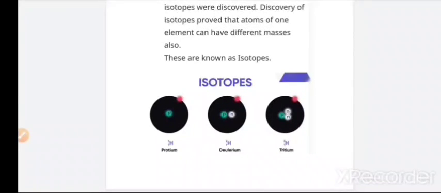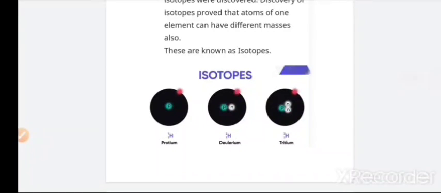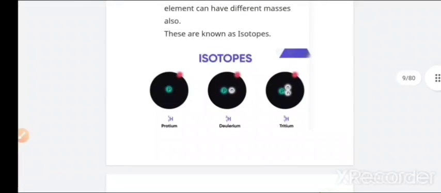In protium, H 1 1 means 1 is the atomic number and the superscript 1 is the mass number. In deuterium, 1 is the atomic number and 2 is the mass number. In tritium, 1 is the atomic number and 3 is the mass number. That means all are isotopes of hydrogen. Protium, deuterium, tritium have atomic number 1, same element, hydrogen, but their mass numbers are different: protium 1, deuterium 2, tritium 3. This is the drawback of Dalton's atomic theory.